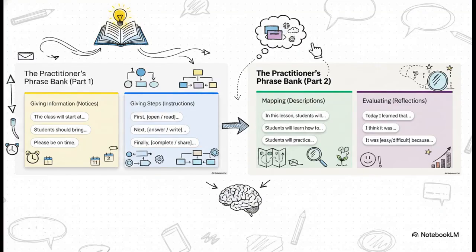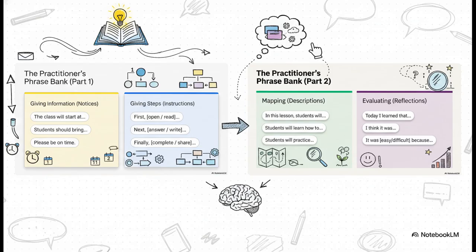And finally, Section 4, the Practitioner's Blueprint. We are officially moving from the theory of architectural design to the finishing touches you can immediately apply in your own classroom tomorrow. So the absolutely crucial point here is that you don't have to reinvent the wheel every time you speak or write to your students. These phrase banks act as incredible cheat codes to guarantee clarity. Need to give information? Just start with the class will start at or students should bring.